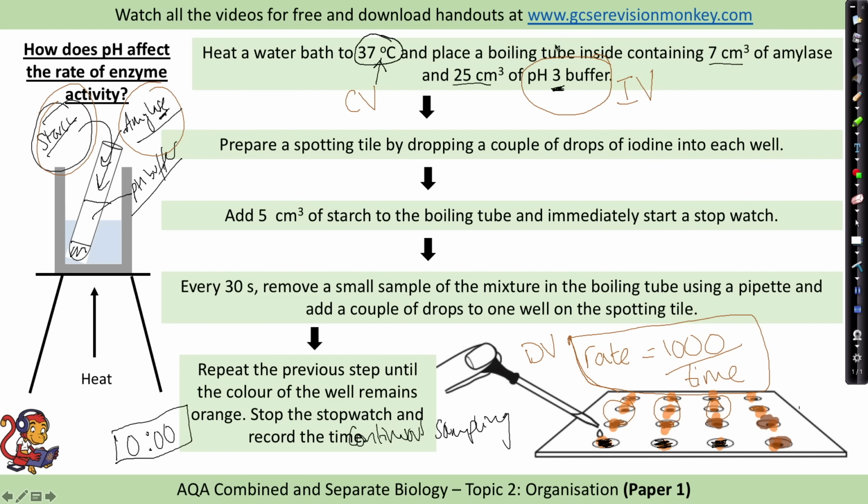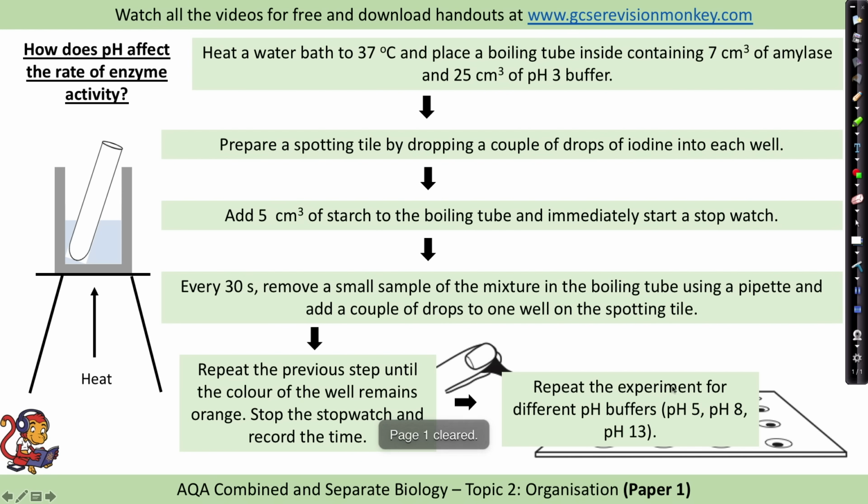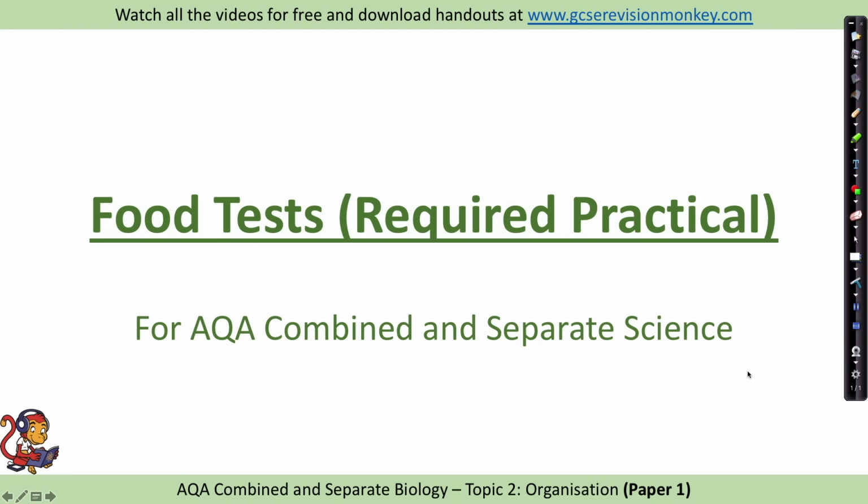So the final thing we need to do is repeat the investigation, but for different pH buffers, for example 5, 8 and 13. And within the experiment, what we want to do is then finally repeat the whole thing 3 times and calculate a mean rate of reaction, which I'll just put as rate, for each pH.